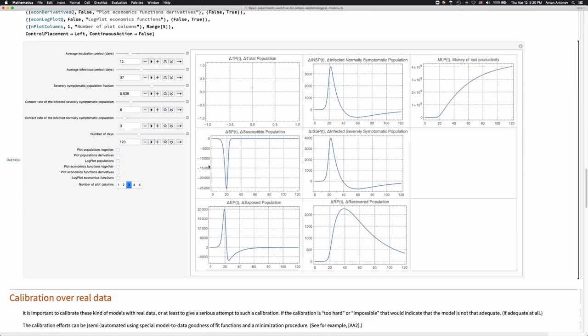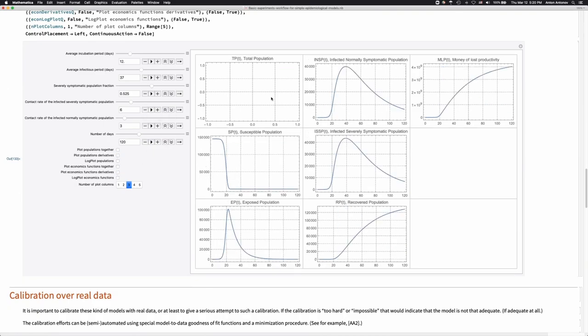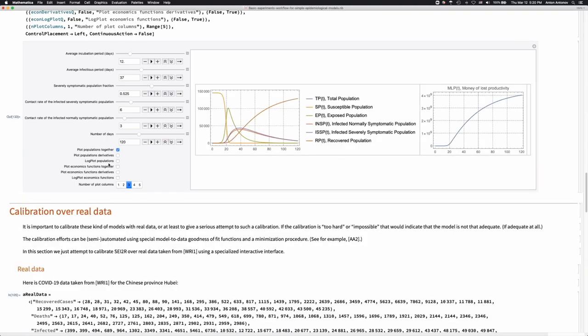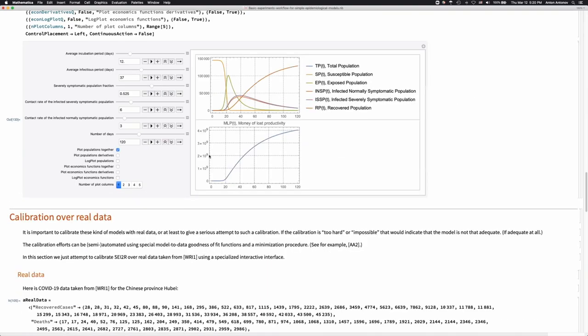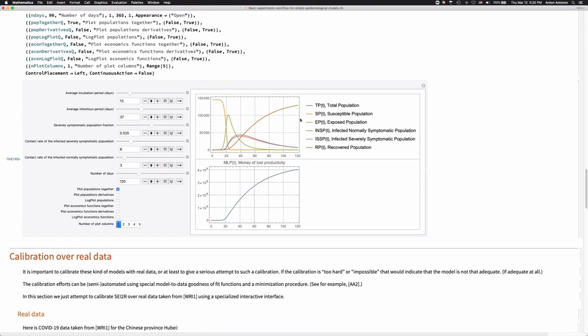And similarly, we don't usually look into the derivatives of the populations, and very often we plot them together. And so for this particular model I'm showing, it is beneficial to do it in that way.